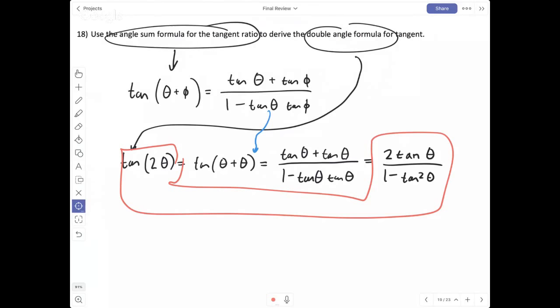Any questions on 18? Okay. Oh, sorry, it's not 18 on your paper. The numbering again is messed up. Any questions on this one about the double angle formula for tangent?